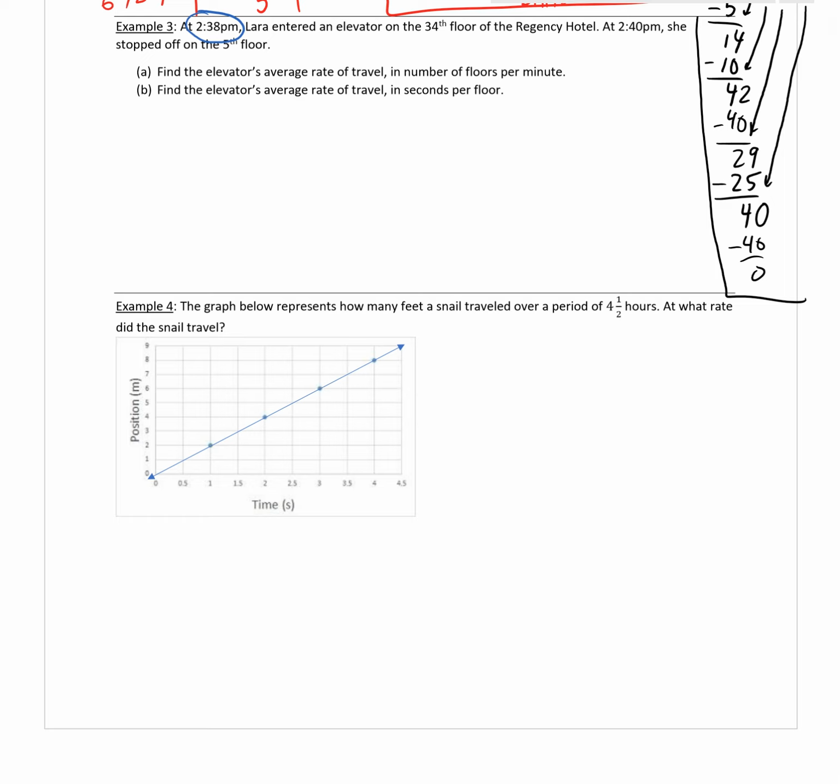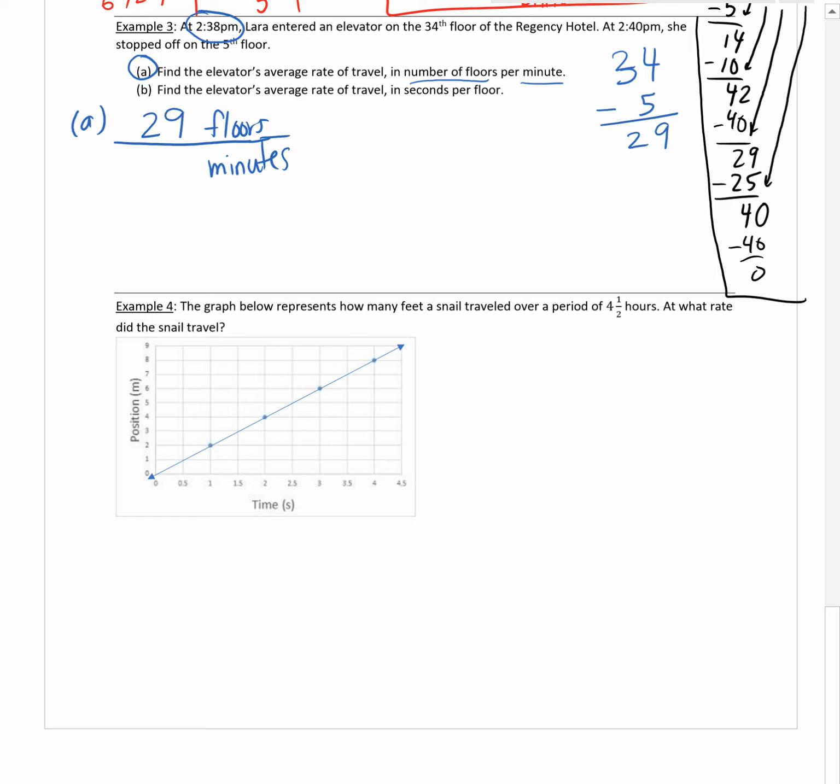All right. Anyway, so they want 2 things here. First thing, they want us to find the elevator's average rate of travel. I like these ones where they tell me the units in number of floors per minute. Aha! Thanks, guys. So it'd be number of floors, because that's the first thing they mentioned, and then per minute, that must be what they want in the denominator. Alright, so I gotta look at the information given. How many floors did she travel? Well, you notice they said she started on the 34th floor, and she ended up on the 5th floor. So how many floors did she travel? That's 29 floors, huh? So she started at 34, she went down 29 to get to the 5th one. Okay, so 29 floors. That makes sense.